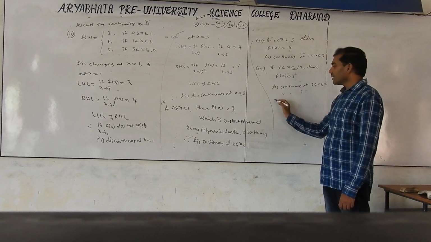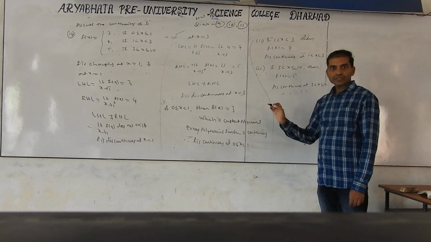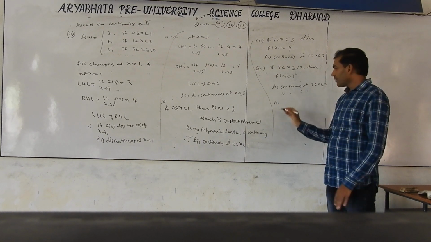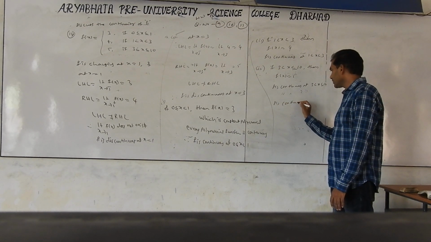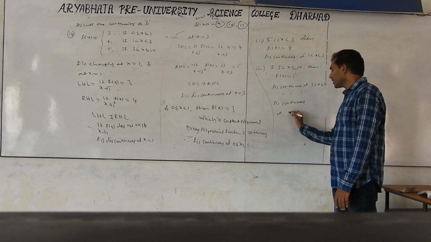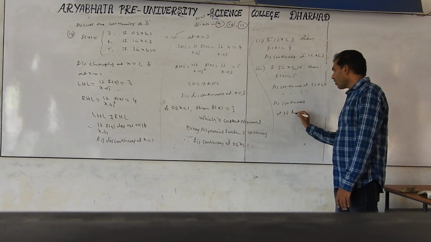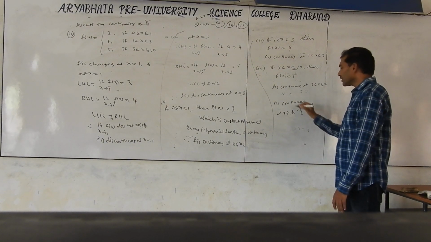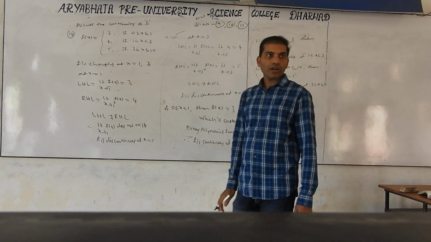So what is the conclusion here? F is continuous. Tell me the conclusion. F is continuous at x belonging to all real numbers in the domain except 1 and 3.